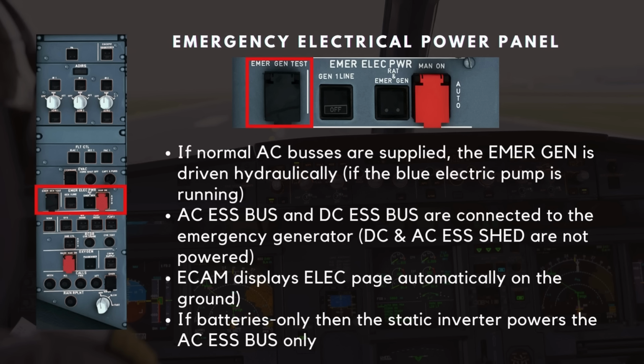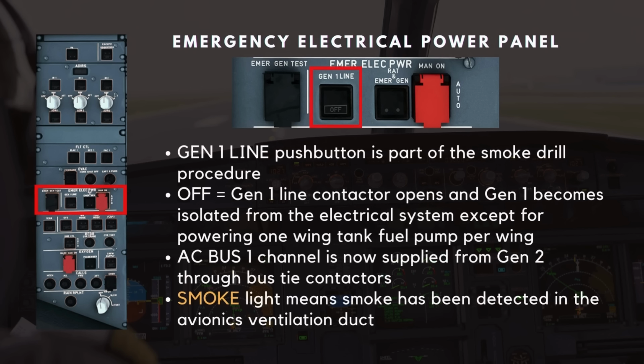Now, if the batteries are the only power supplying the aircraft, then the static inverter powers the AC essential bus only. The generator one-line push button is part of the smoke drill procedure. In order to isolate the cause of electrical smoke, the flight crew manually extends the RAT and enters the emergency electrical configuration by turning the main generators off. This deactivates all non-essential electrical equipment.